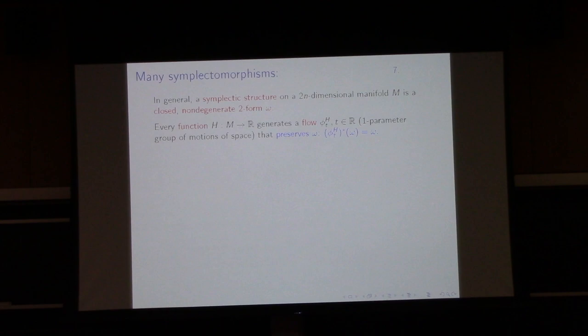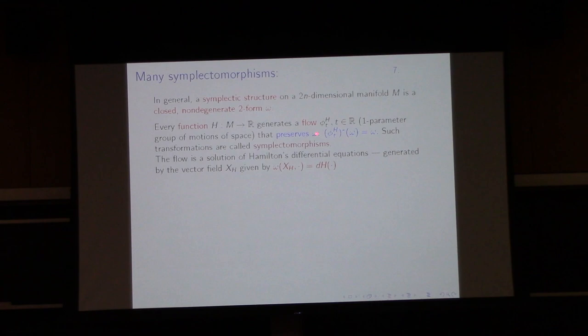And it turns out that if you have a symplectic manifold and a function on it, h for Hamiltonian, then it gives a flow that preserves the structure. So how you get this is, you get this flow, omega, preserving the symplectic form, and those are called symplectomorphisms. And the flow is a solution of some differential equations, the Hamilton differential equations, which are generated by a vector field. So you see you have a function which gives you a one form, dH.